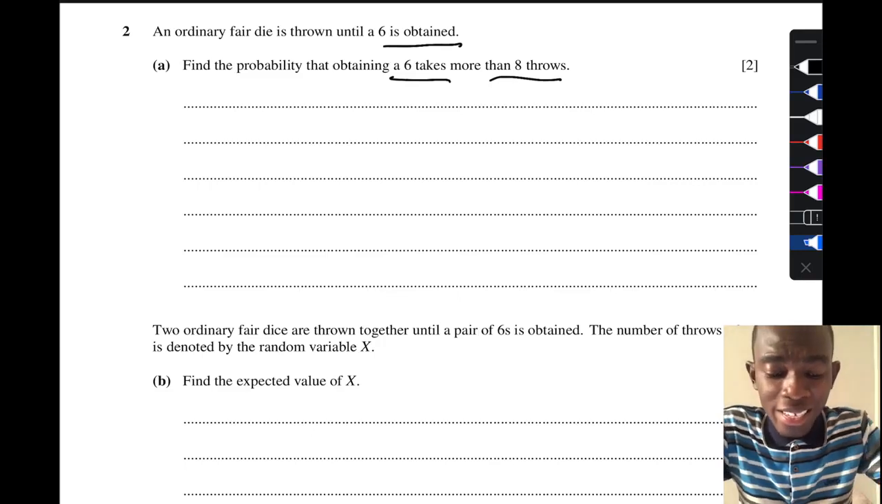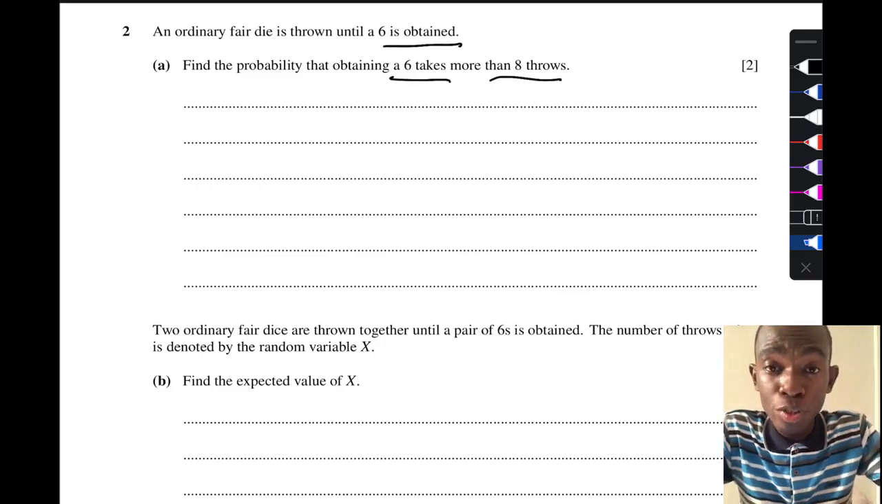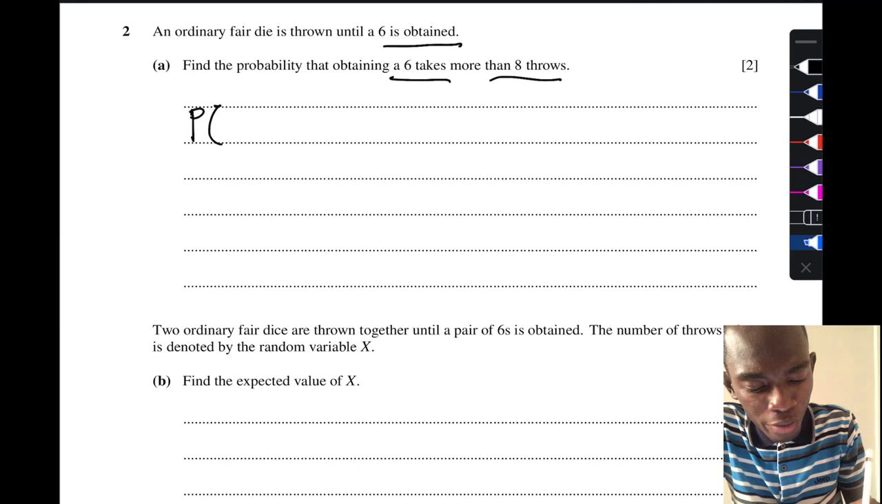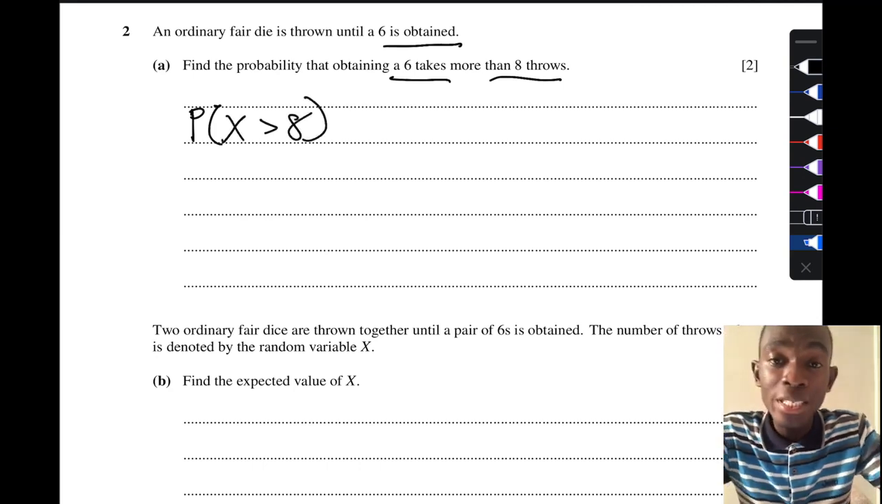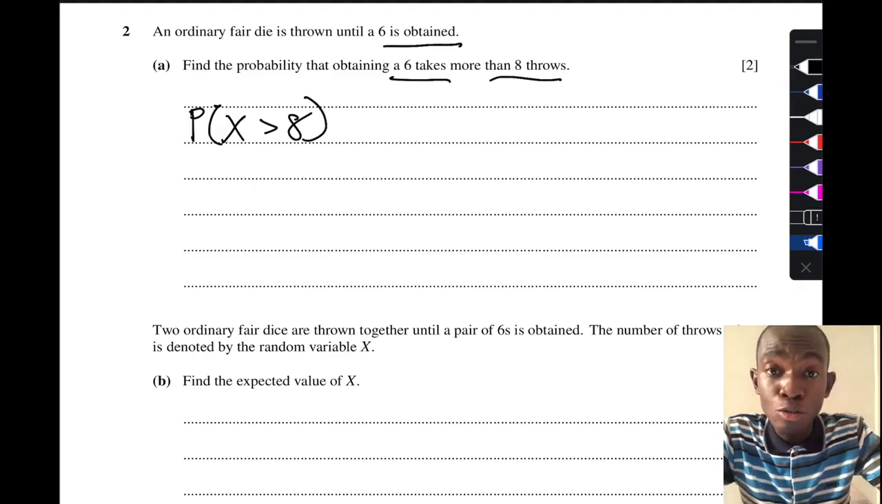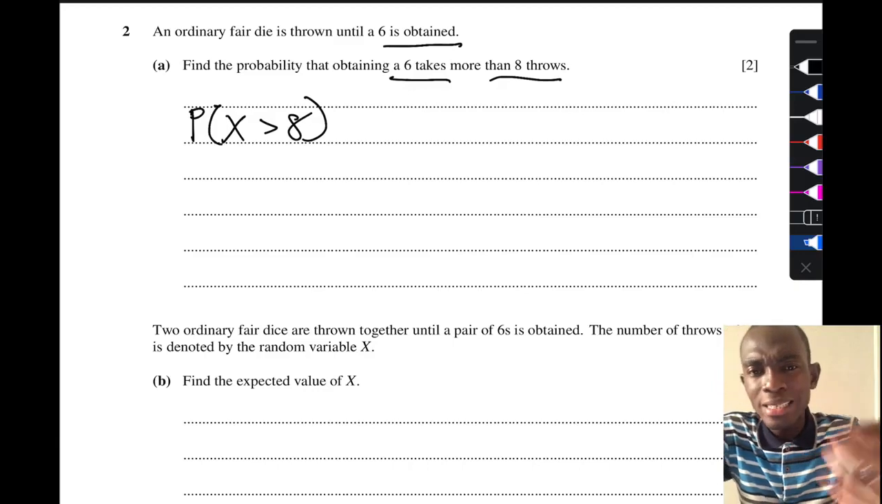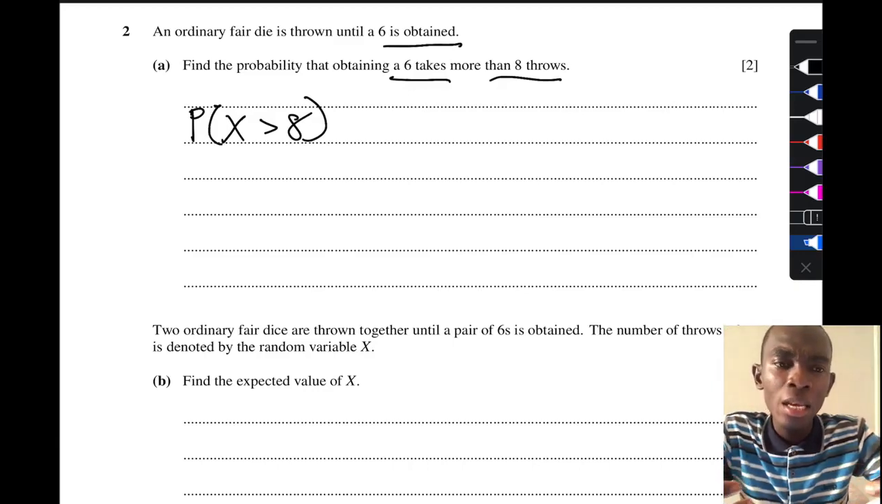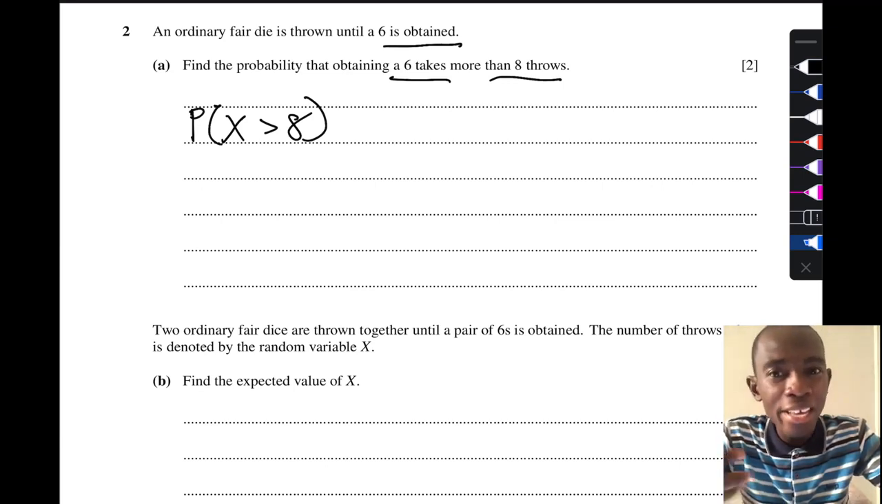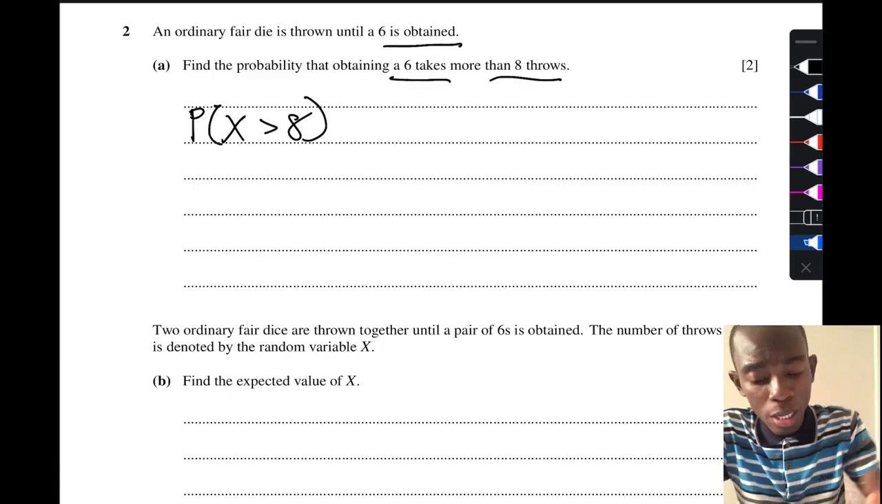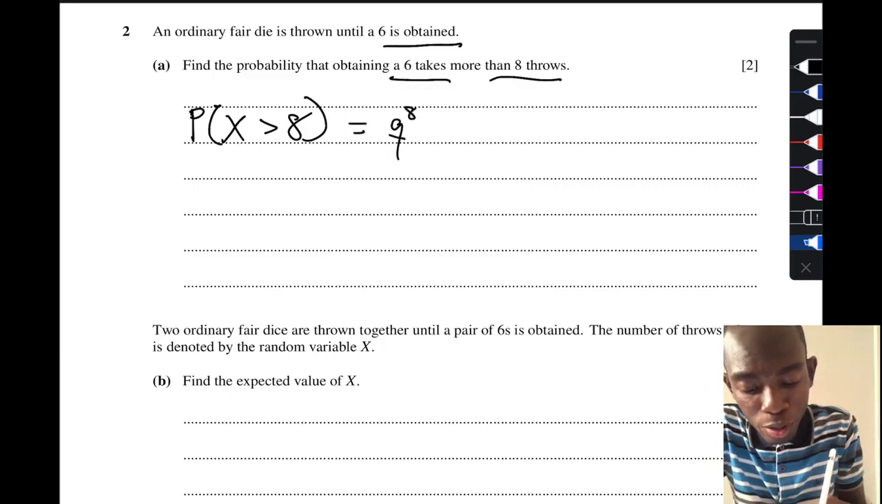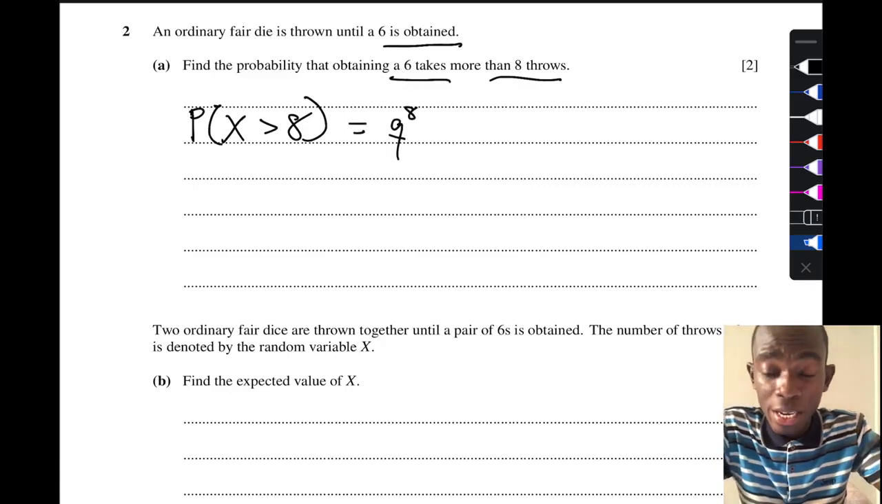So let's say that the distribution is X. So the probability of X is greater than 8, because they said that it is more than 8 throws to get your first 6. So what does that mean? Well, basically it means that you are going to fail 8 times because you get the 6 after the 8th throw. So that means q raised to the power 8, where q is the failure and p is the success.